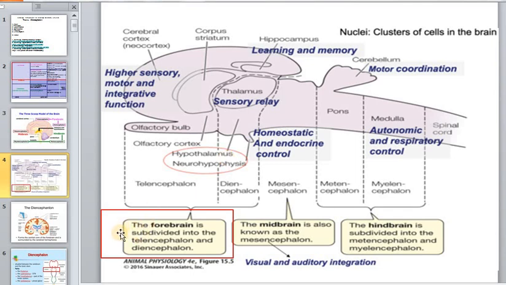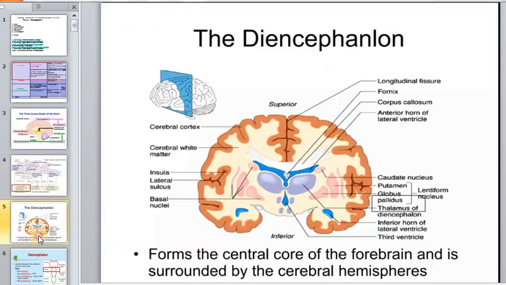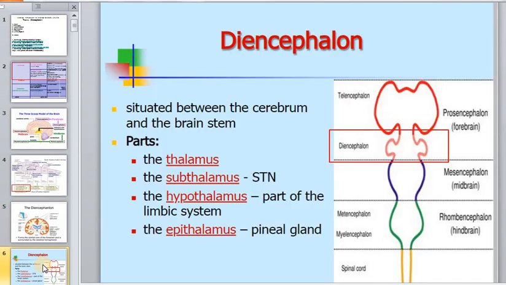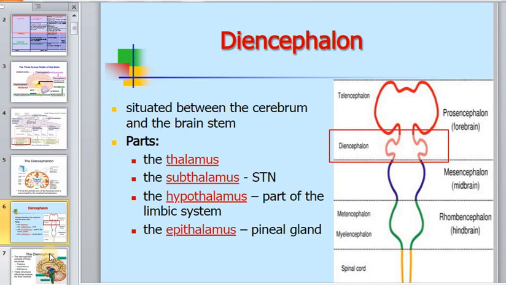The forebrain is subdivided into the telencephalon and diencephalon, and for today we will study only the diencephalon part, but it's a very difficult part of the brain. Let's start from this slide. Here we see the diencephalon and parts of the diencephalon. It is the thalamus, subthalamus, epithalamus, and hypothalamus, as a part of the limbic system.